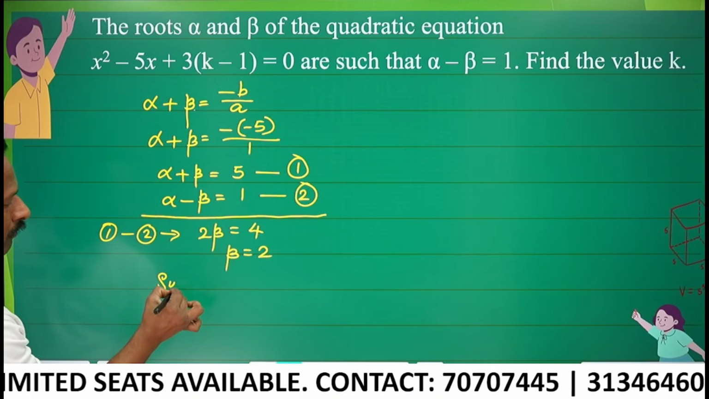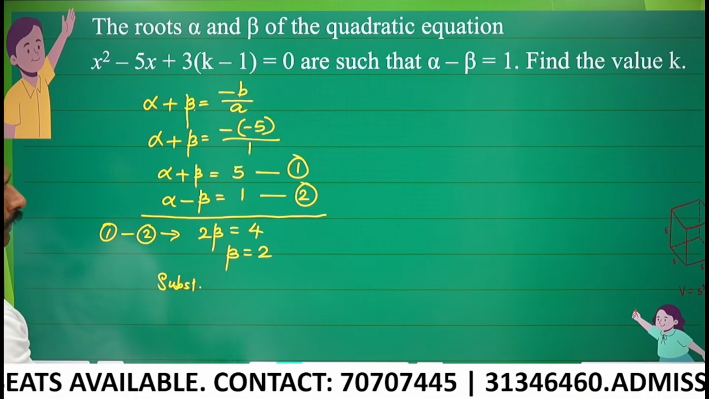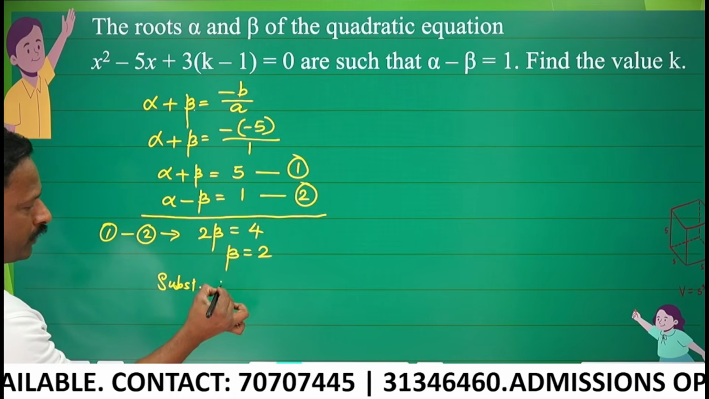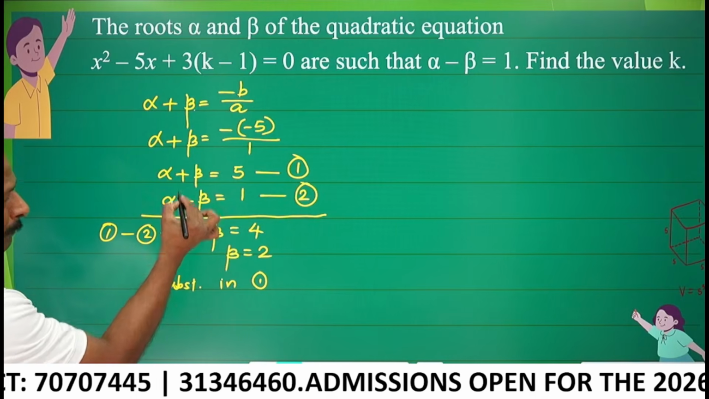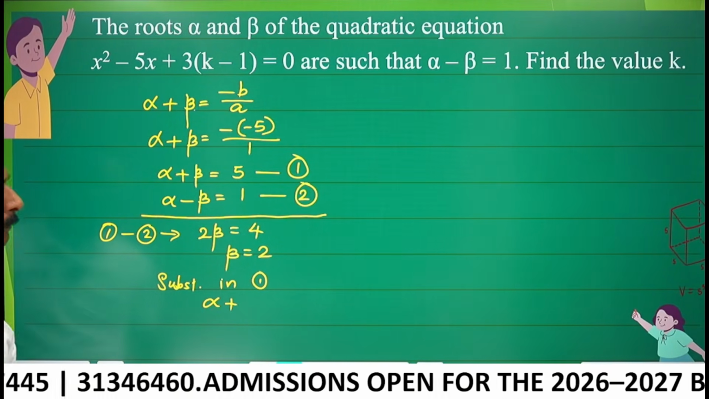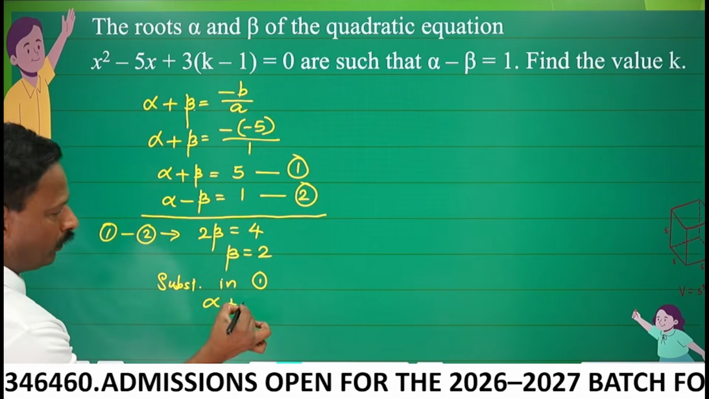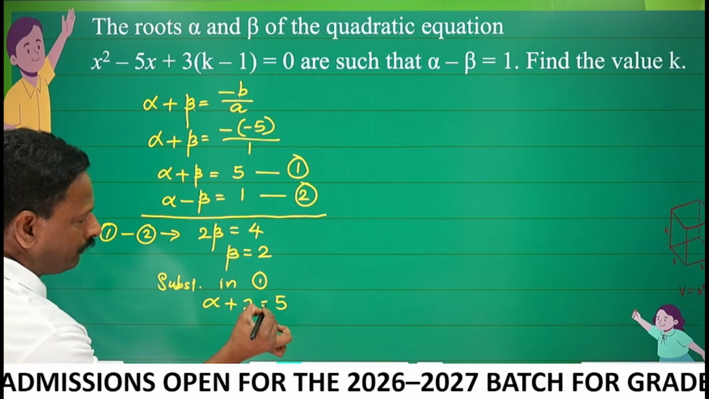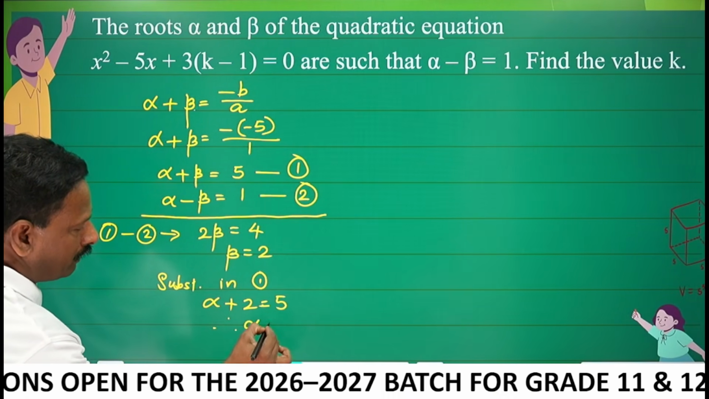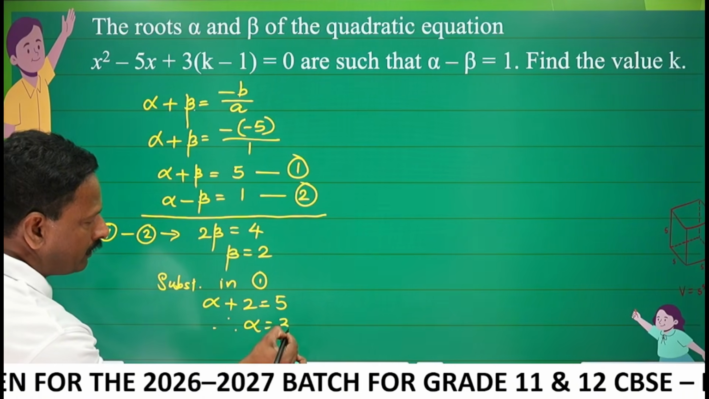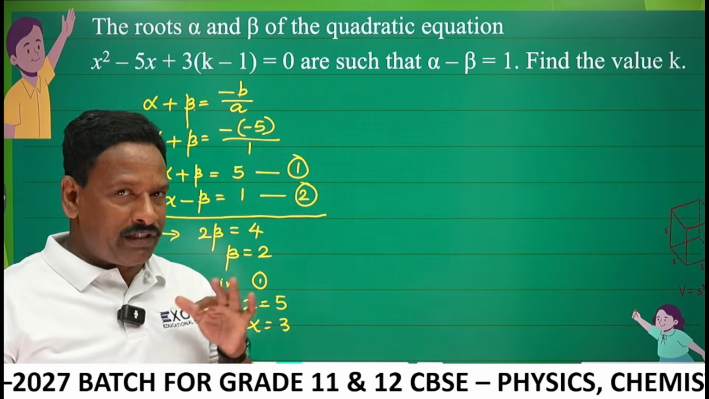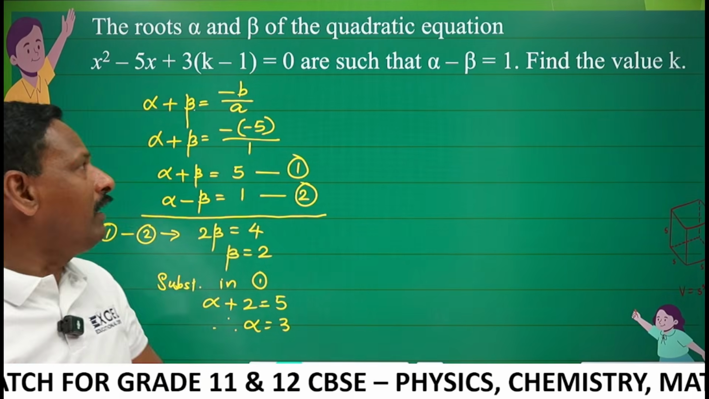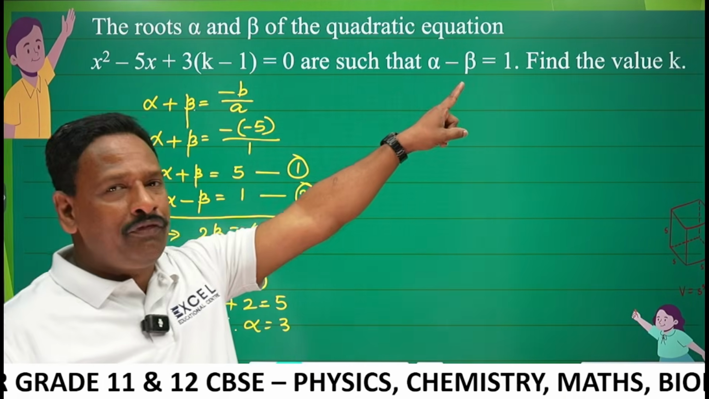This value we will substitute in equation number 1 or 2. So I am substituting in equation number 1. You will get alpha plus beta, we got 2, equal to 5. Therefore alpha will be 5 minus 2, that is 3. So we got the values of alpha and beta, but the question is not to find the values of alpha and beta. The question is to find the value of k.